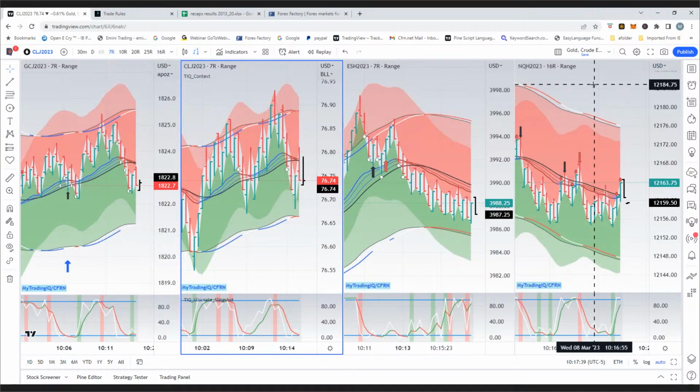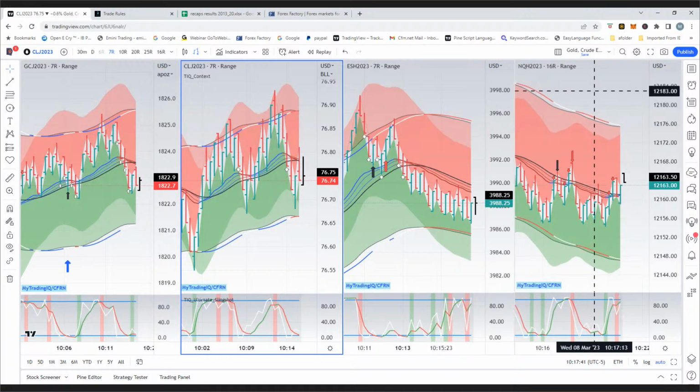the NQ. And, did you turn off the TradingView stream? I did not.